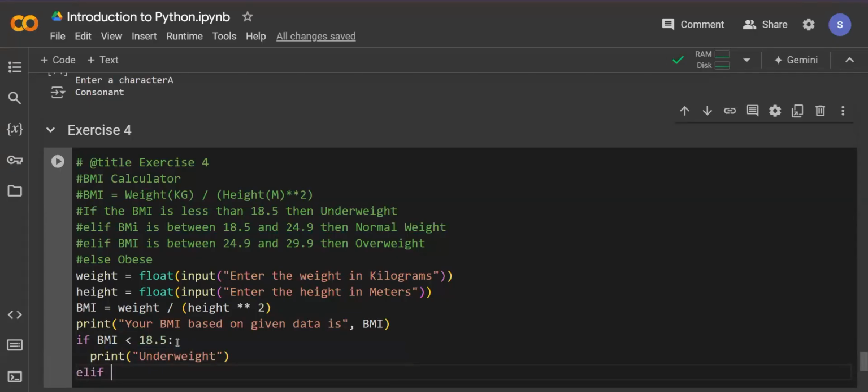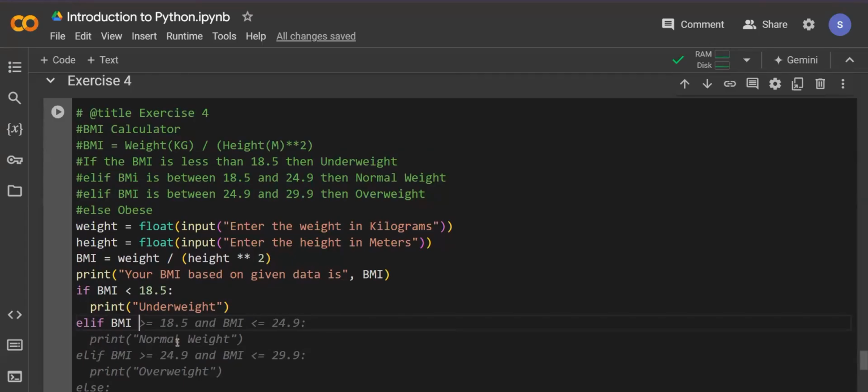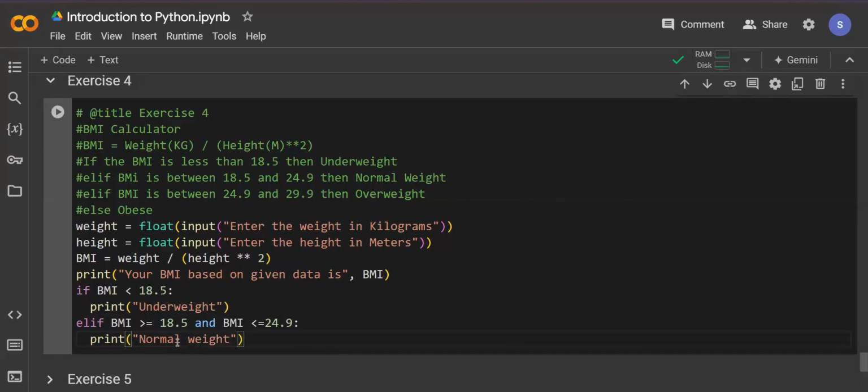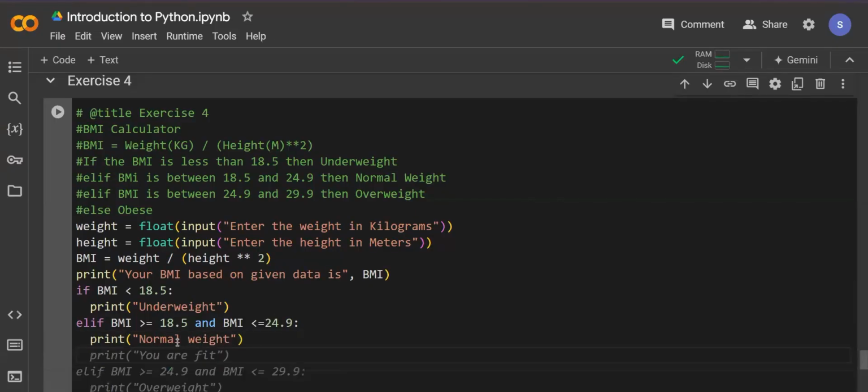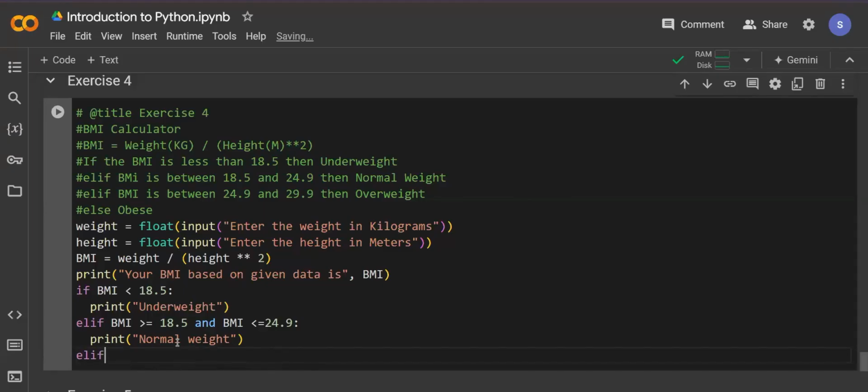Next, else if: if the BMI is between 18.5 and 24.9. Here comes the very important operator called the AND operator. So BMI should be greater than or equal to 18.5 and BMI should be less than or equal to 24.9. It is very specific, right? Then it is normal weight. Now the second condition is also done. Let's move to the third condition.